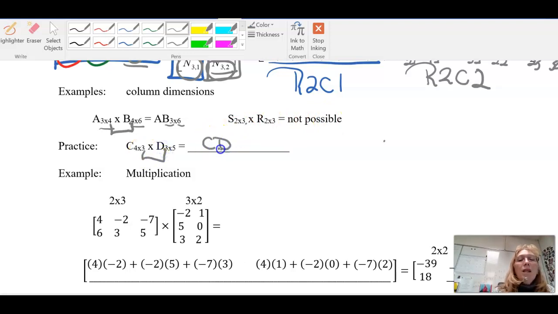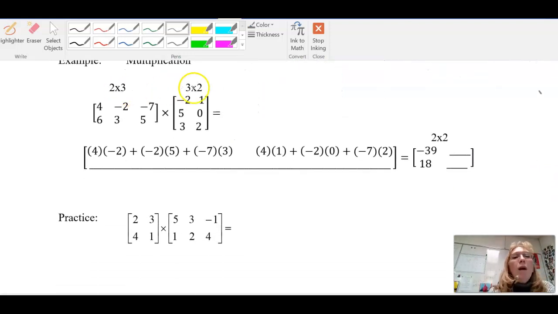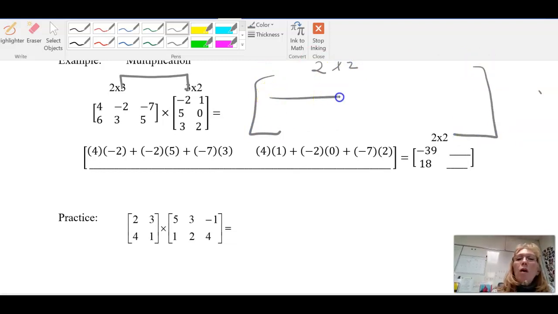So I'm going to multiply CD, and I'm going to end up with a 4 by 5, which means I'm actually going to have 20 things in that one. That's ridiculous. Okay, here we go. 2 by 3 and a 3 by 2. Does the 3 match the 3? The answer is yes. This means I'm going to end up with a 2 by 2. So your first step is to actually draw this out so we don't mess up.